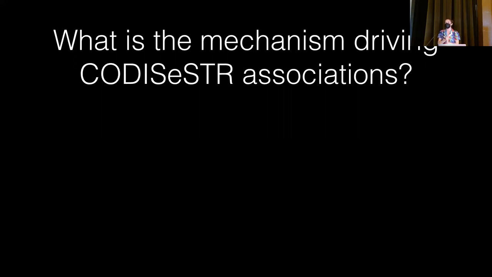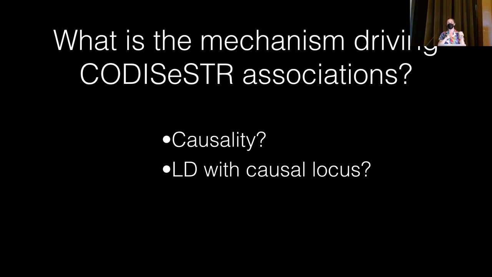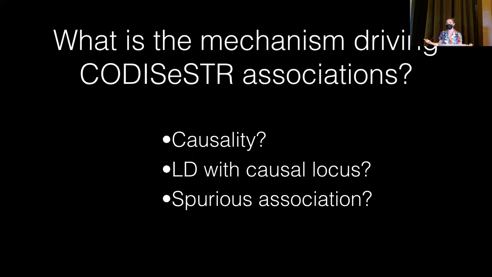But we want to know, what is the mechanism that's driving these CODIS ESTRs? We call these CODIS ESTRs because they're CODIS expression STRs. What is the mechanism driving the CODIS ESTR associations? Could they be causal, like the Huntington's locus, actually causing the changes in expression level? Or could they not be causal, but in LD with a different causal locus? Or are they just spurious? Or there's some other factor, not a molecular connection.